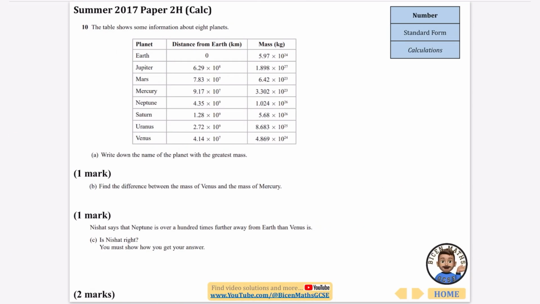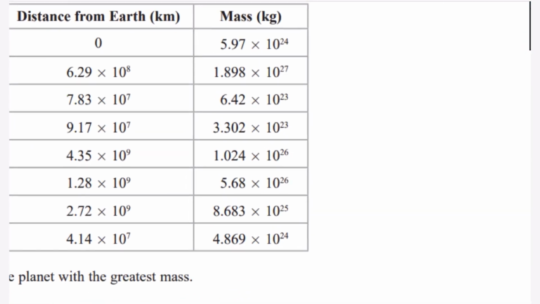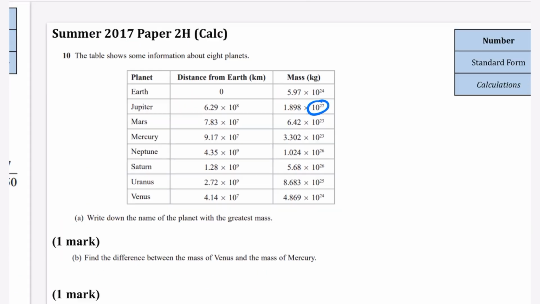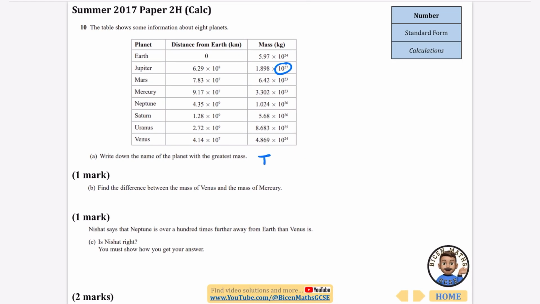We've got another one from a calculator paper here. So we've got a table about information of 8 planets. And it wants us to write down the name of the planet with the greatest mass. So here is the mass column that we've got. We're literally just looking for the one that has got the highest power. And I think the one with the highest power is this one. So we can say that the planet with the greatest mass is Jupiter.